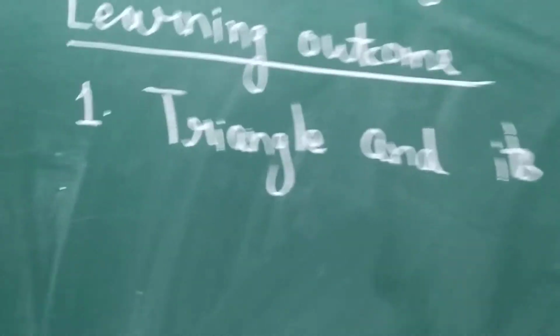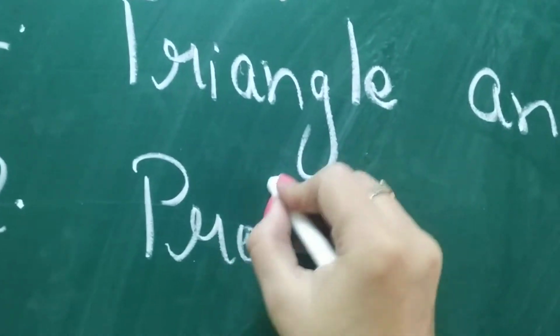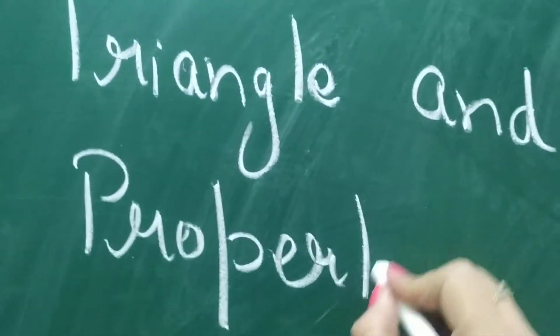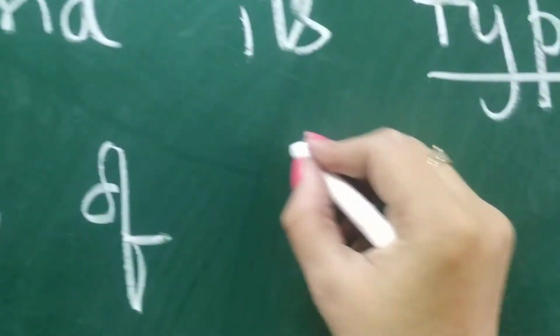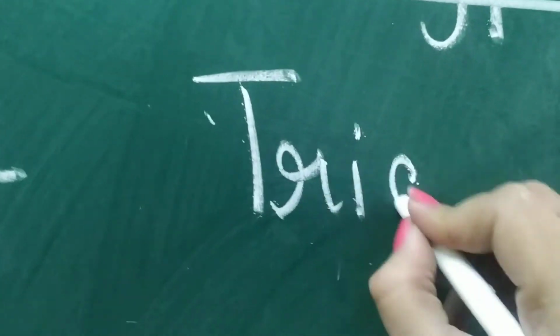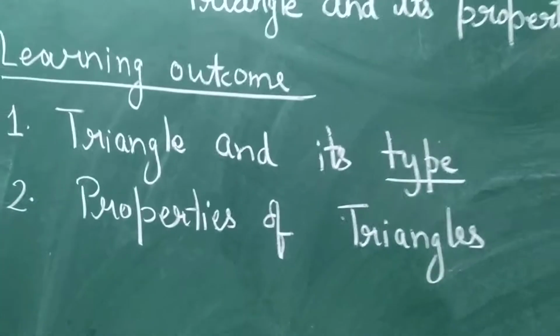And the second thing is properties of triangle. There are so many properties related to the triangles. We will discuss them one by one. So let's start with a triangle.